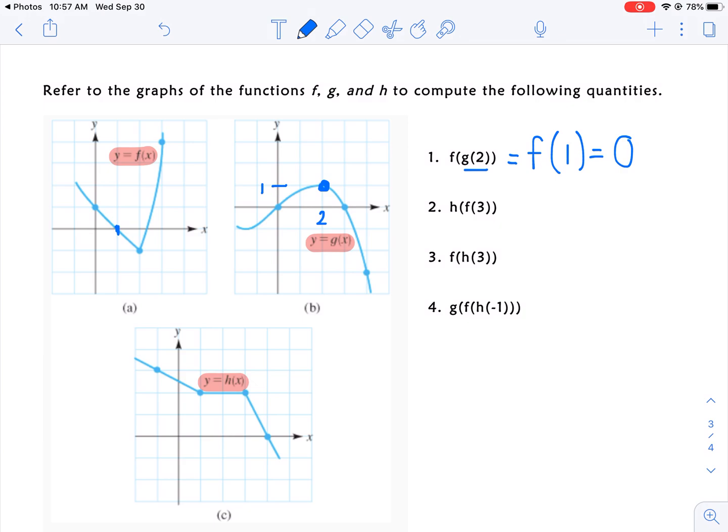Number 2, start inside out. If I plugged in a 3 to my f function, here's my f, 1, 2, 3. What comes out is the point right here, which is a 4. So I'm just going to rewrite now. Working my way out, I now have h of 4. Go to my h function. If I plug in 4, I get out 0.